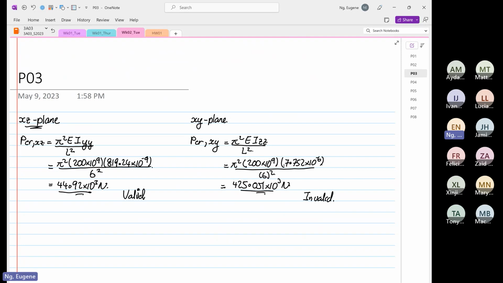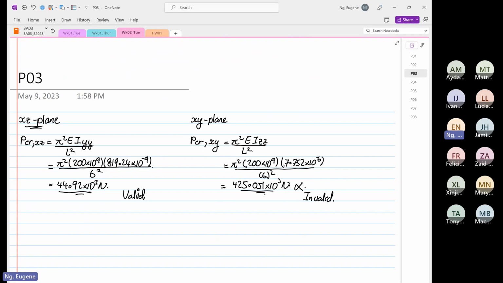Okay, so let me calculate it. Shift pi squared times 200 power 9 times 7.752 power minus 6 divided by 6 divided by 6. Yep, 425. Okay, so this is not the right value to use, as you can see now.